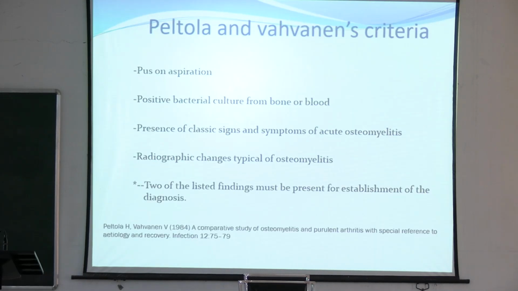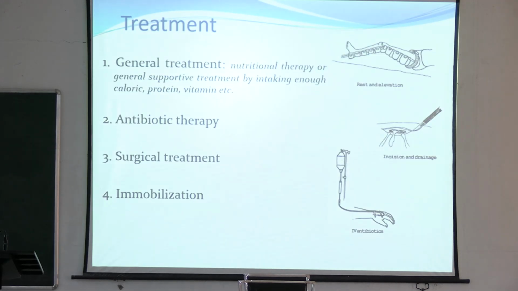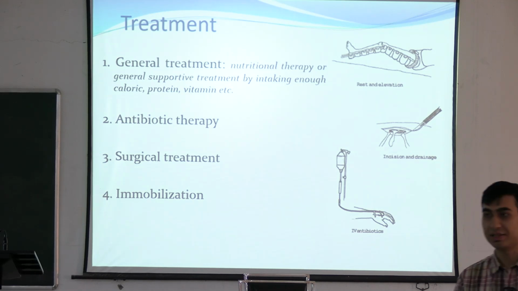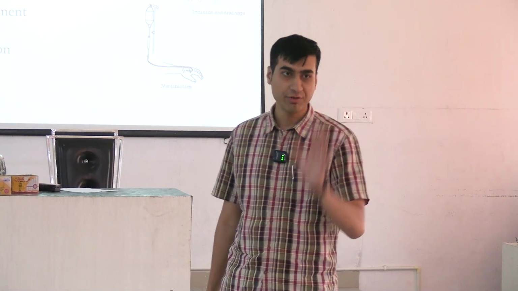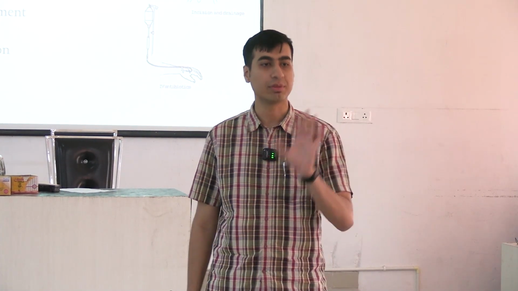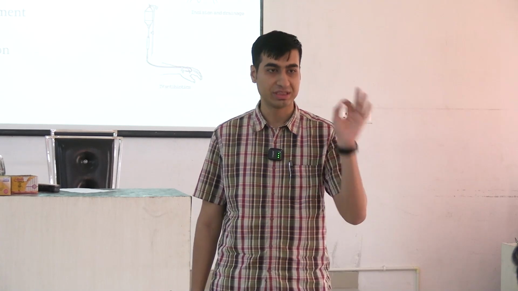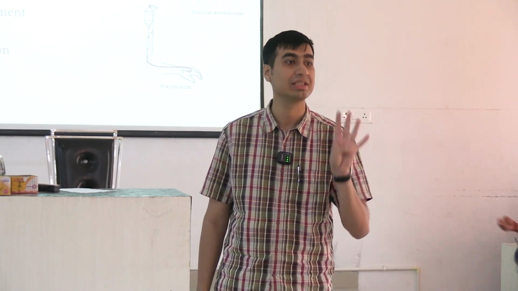So let's go to the treatment part. So how will you treat? The general treatment is you have to splint the limb. Suppose it is affecting the tibia, you cannot let the patient bend the knee and move forward. Give him rest, give him ice, give him compression, give him splinting. So these are the basic things that you have to write in the exam.